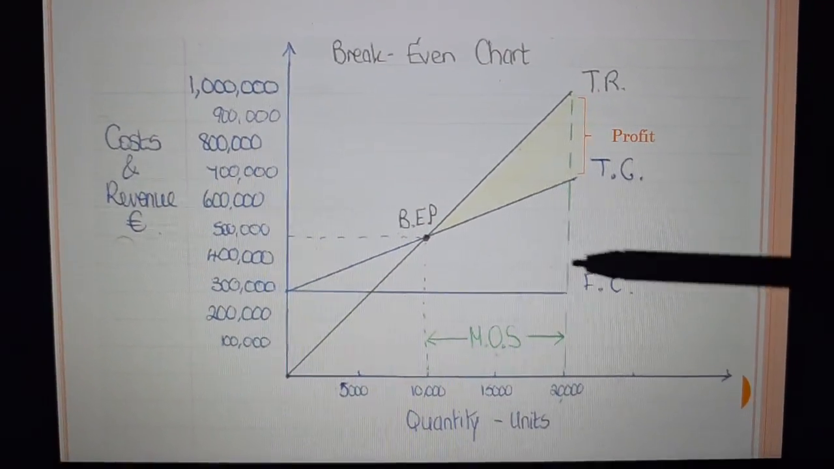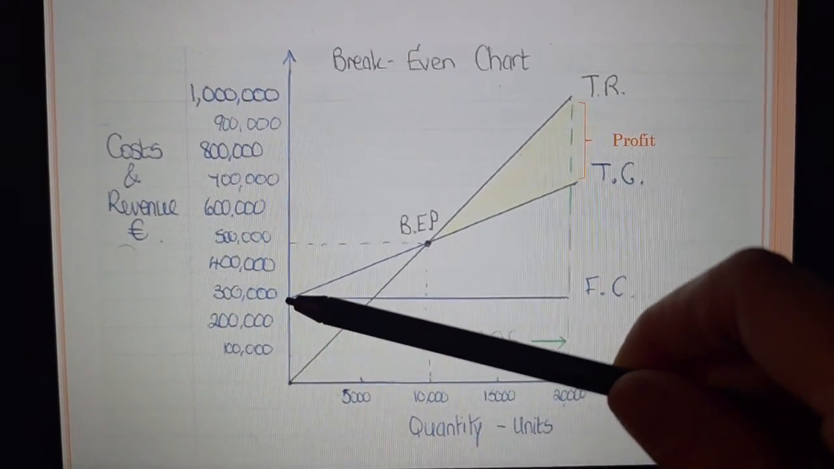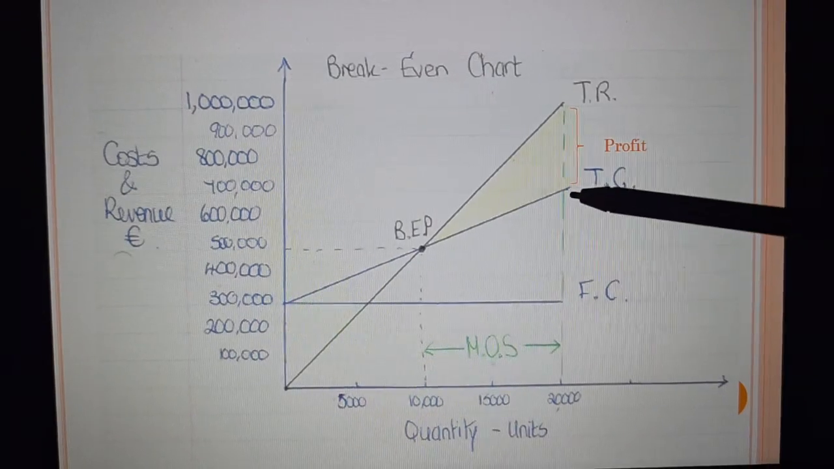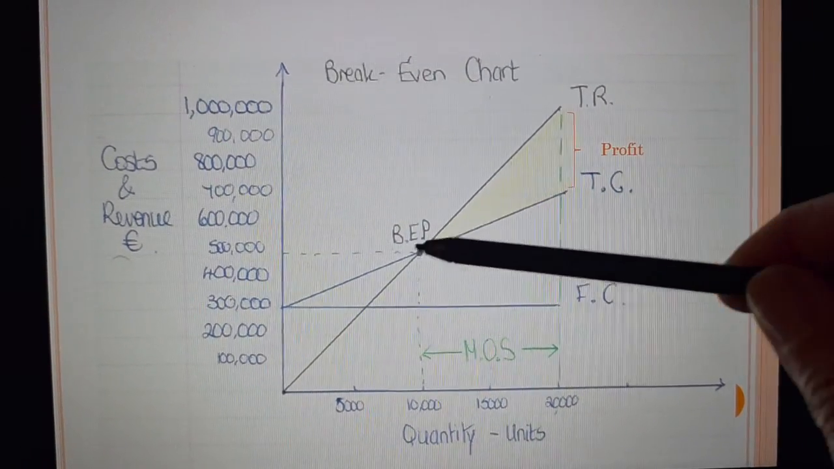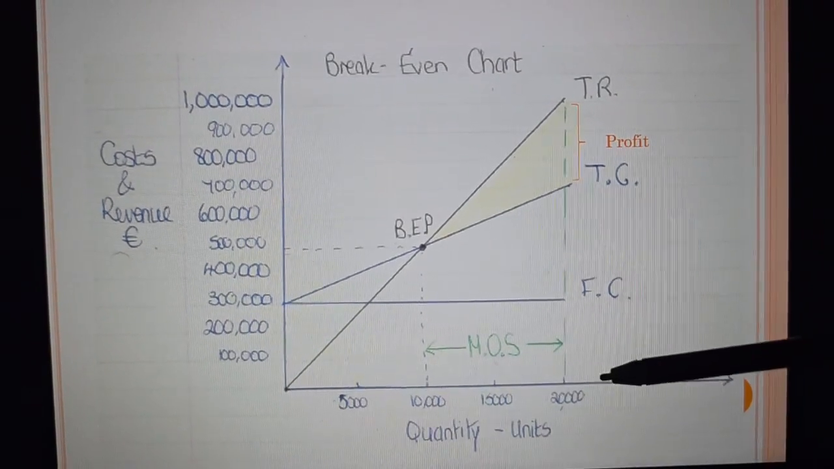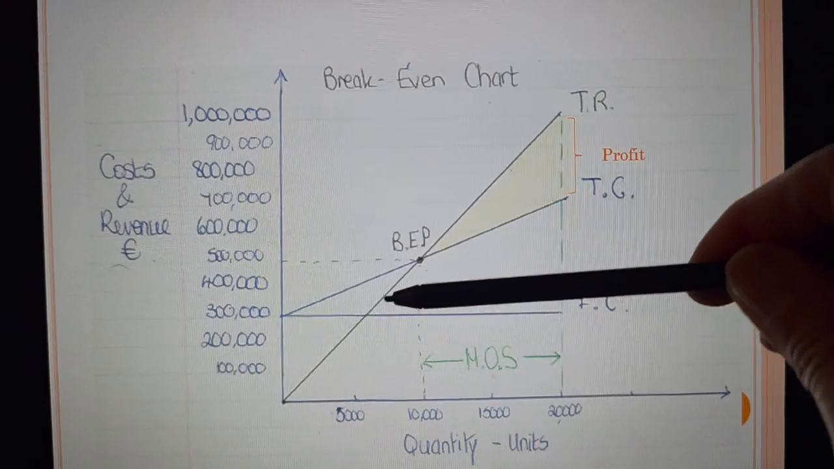Okay, fixed cost 300 grand. My total costs, the first coordinate was 0, 300, and the next coordinate was 20,000, 700,000. So plot them, connect the 2 points. Total revenue was 0, 0, and then 20,000, 1 million. Plot the point, connect the 2 points.